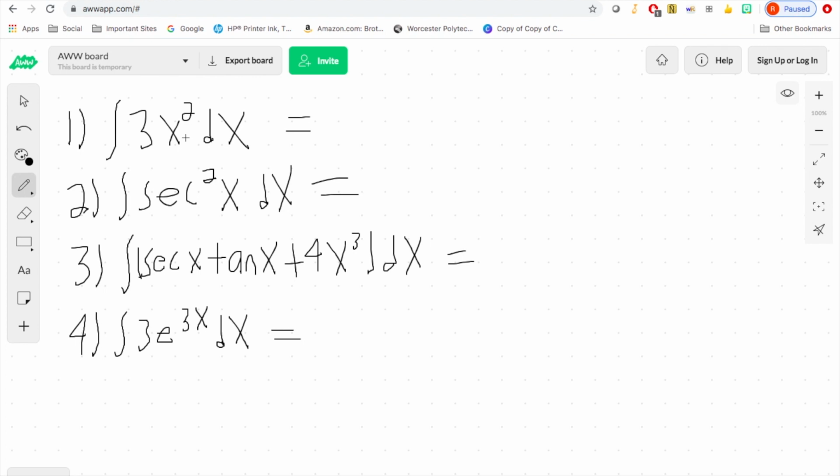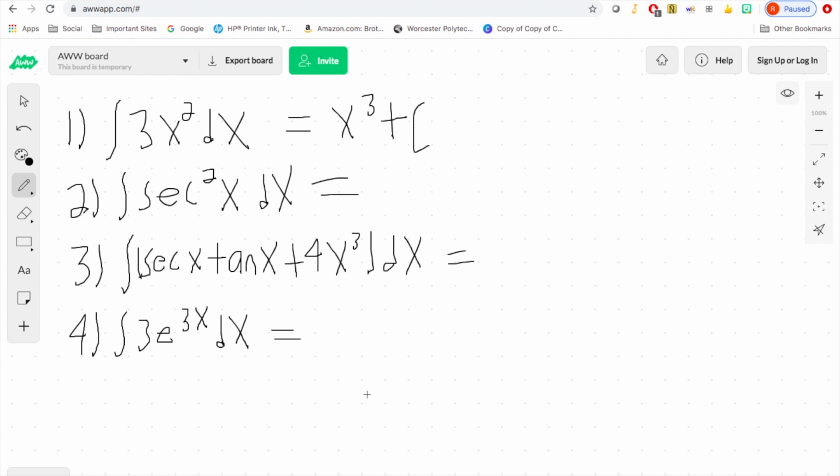In order to do reverse power rule, we add 1 to the exponent, so 2 plus 1 is 3, and divide the coefficient by that number. So 3 divided by 3 is 1, and the exponent is 3, so we get x cubed. We can easily check our work by finding the derivative of x cubed. Sure enough, the derivative of x cubed is 3x squared. And this is the part that is easy to forget, but you need to do plus c, and c can be any constant.